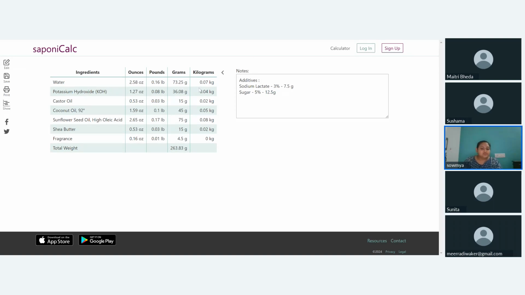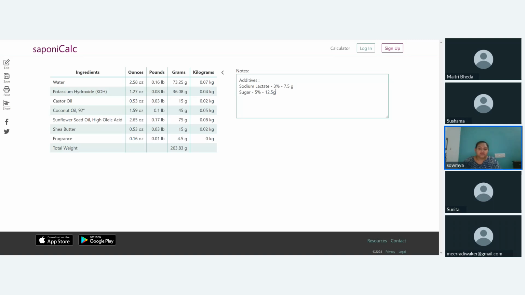So we need to take 73.25 grams of water. Potassium hydroxide we need to measure is 36 grams. Castor oil 15 grams. Coconut oil 45 grams. Sunflower oil 75 grams. Shea butter 15 grams. And all this we need to measure, and our soap weight will come up to 263 grams. Okay, and we will be adding certain additives, right?